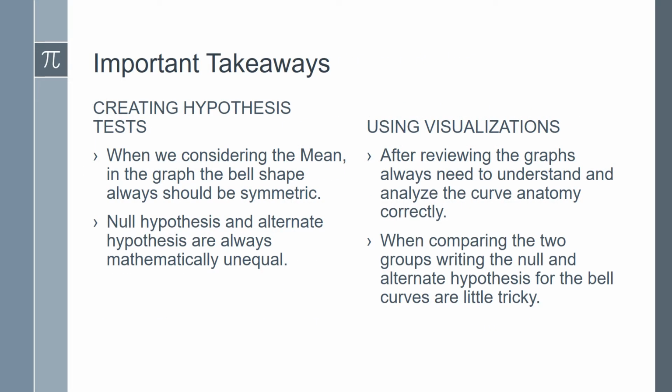The last one is a slide talking about important takeaways. So when we are creating the hypothesis, considering the mean in the graph, the bell shape always should be symmetric, and null hypothesis and alternative hypothesis are always mathematically unequal. Using the visualizations, after reviewing the graphs, we always need to understand and analyze the curve anatomy correctly. And considering all the data, we need to analyze the bell graph properly.